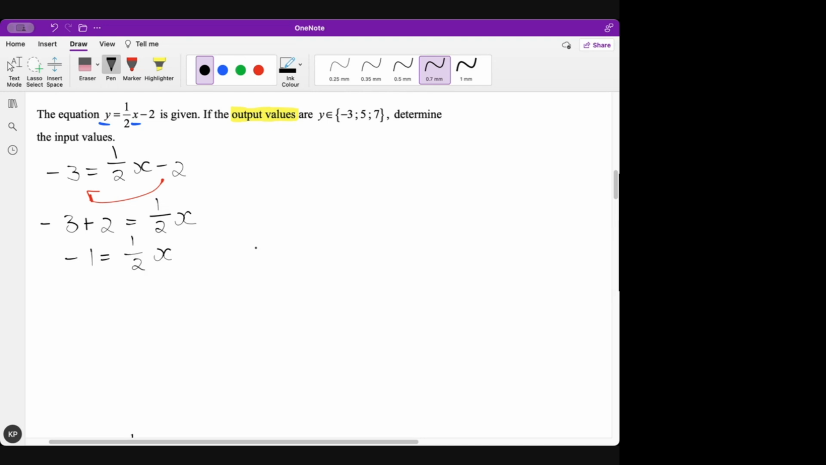How do I get rid of a half? Timesing by half is the same as dividing by 2. Nice, Alice. So I'm going to multiply by 2 on both sides. Times 2. This will cancel each other out. Okay, so then I'm left with, therefore, x is equal to how much? Negative 2.